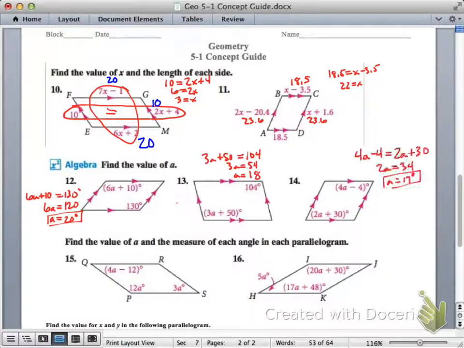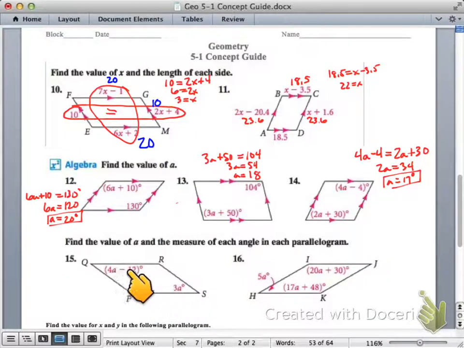Okay. Are these the answers that you got? I hope that they are. The next question is the same concept, really, except we have 3 variable expressions. Keep in mind which ones are supplementary and which ones are congruent. Opposite angles are congruent. Consecutive angles are supplementary. There's a bunch of different ways you can solve for A here.